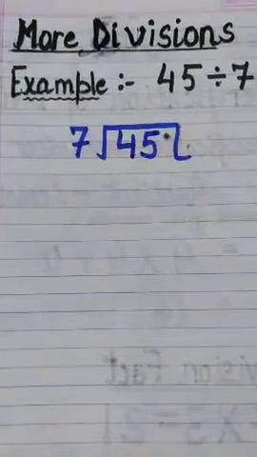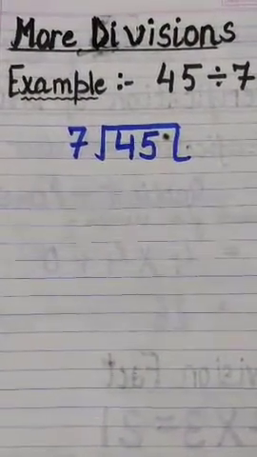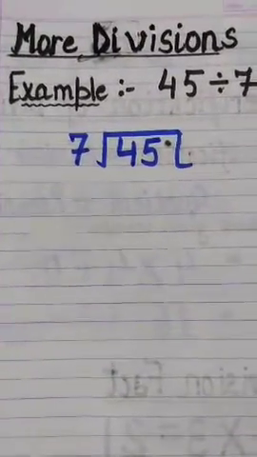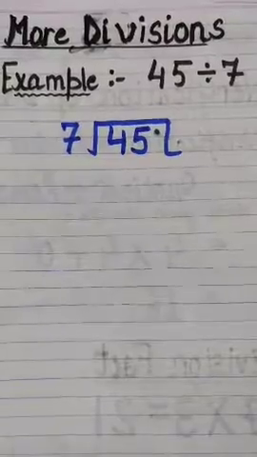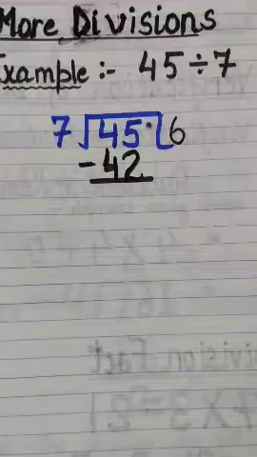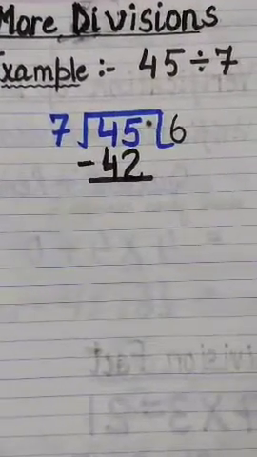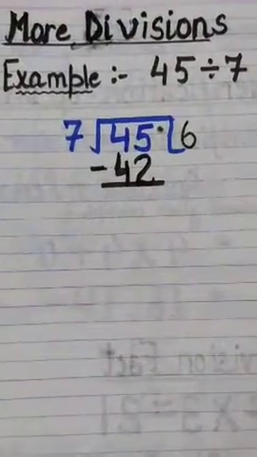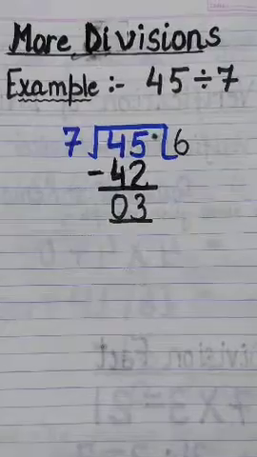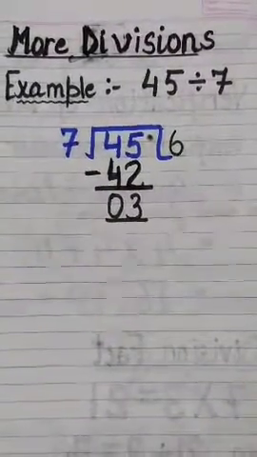So we have to read the table of 7 for 45, and we know 7 6s are 42. Now we will write 42 right below 45. On taking away 42 from 45, we will get 3. So here 3 is remaining and we cannot divide 7 further. So 3 is the remainder here.